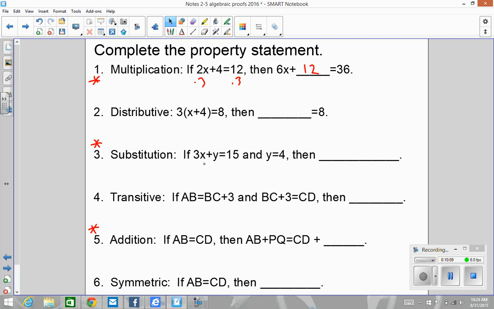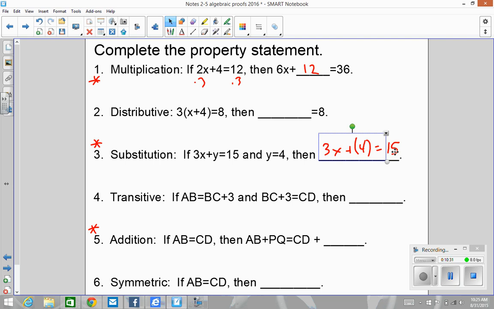Now substitution, it says 3x plus y is equal to 15, and y is equal to 4. So I can take out the y and substitute it in with the number 4. So 3x plus 4 equals 15. I like the parentheses there in case it's a negative sign. It's good to put that in parentheses so you don't have two signs next to each other.